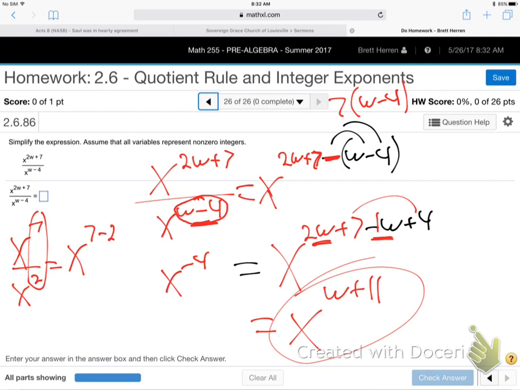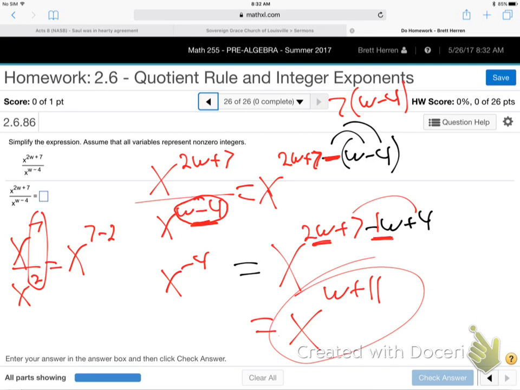So the answer, x to the w plus 11, would be the same as x to the 11w? No. Right, because w plus 11 is not the same as 11w. This is times, 11 times w, and this is added. Oh, okay. That makes sense?